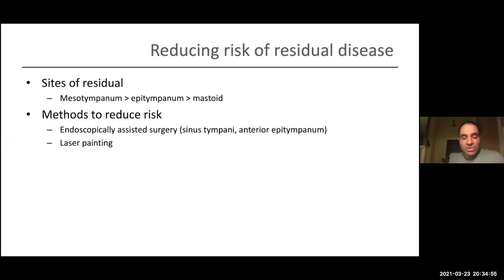When you go to assist surgery, so that you can look into the sinus tympani, I just use a 0-degree endoscope. You can look into the anterior epitympanum if it's difficult. Usually you can see it, but occasionally I do use an endoscope to look into that area and make sure I've got everything visible out. You can also use laser painting. So you use a defocus beam. So that area of the mastoid where you've taken everything out, you just paint it with a defocus beam of laser, and that's thought to denature any remaining cholesteatoma epithelium and has been shown in studies to reduce the risk of residual disease, which presents later on.